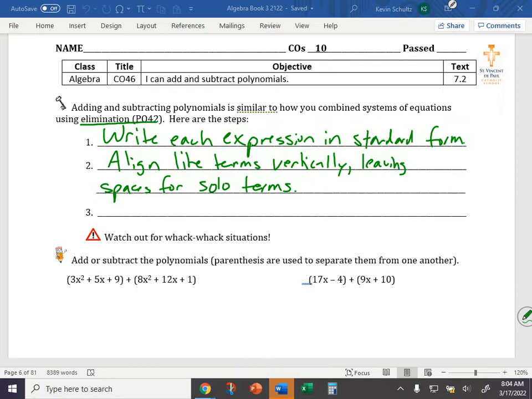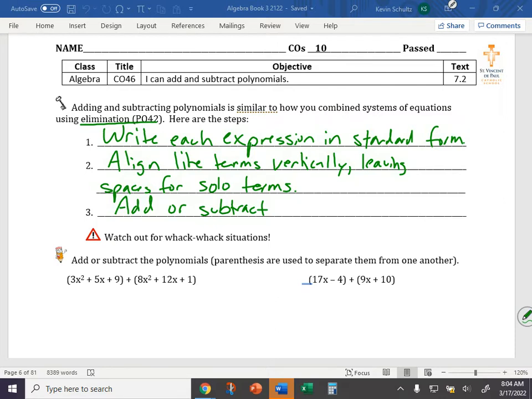I love it. And then step 3 is where you actually do your addition or subtraction. Add or subtract, depending on what the situation calls for. Thumbs up. Got that down? Good? Anybody still writing?